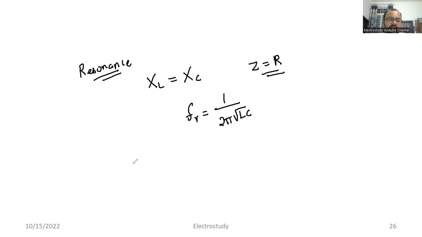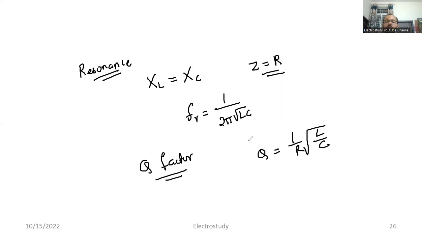Similarly, another important thing is called quality factor, Q factor. You need to calculate quality factor in some problems. So here the quality factor you can calculate: Q is equal to 1 by R into square root of L by C. This is a formula for calculating the quality factor.